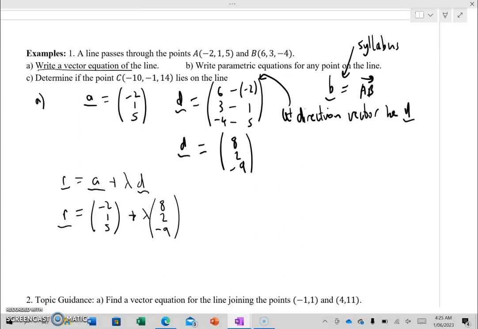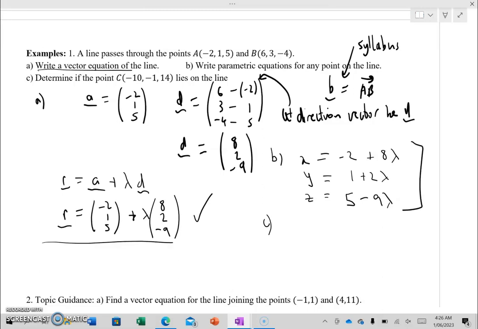So that's part A done. Part B: write the parametric equations for any point on the line. Parametric equations are splitting it up. For x you just read off the top, so it's going to be -2 plus 8 lambda. For y you read the middle, so it's 1 plus 2 lambda. And for z you read the bottom, so that's 5 minus 9 lambda. So they're the three parametric equations. That's the vector equation, that's the parametric equations. The other type is Cartesian, we'll look at that later.